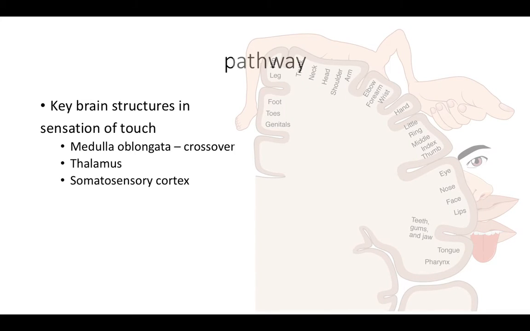The key brain structures in the pathway are the ones I just went over. For the sensation of touch, all our sensations are contralateral, so it crosses over at the medulla in the hindbrain. The thalamus decides what gets sent on and what doesn't, and then the somatosensory cortex is where we become consciously aware of the sensation of touch.